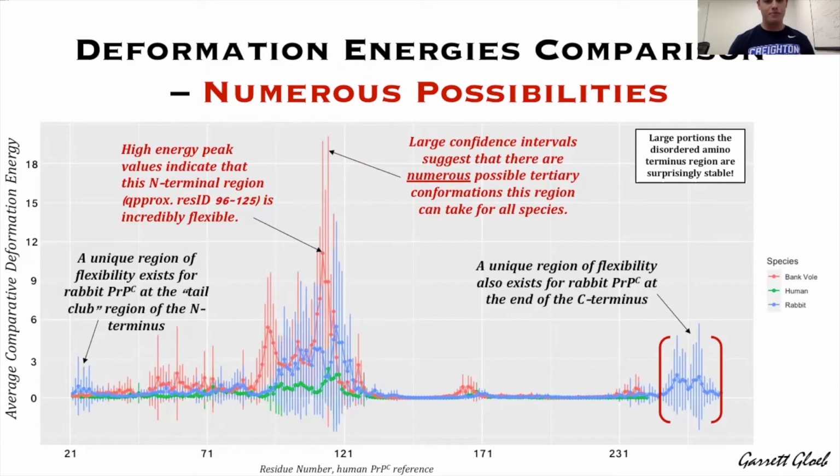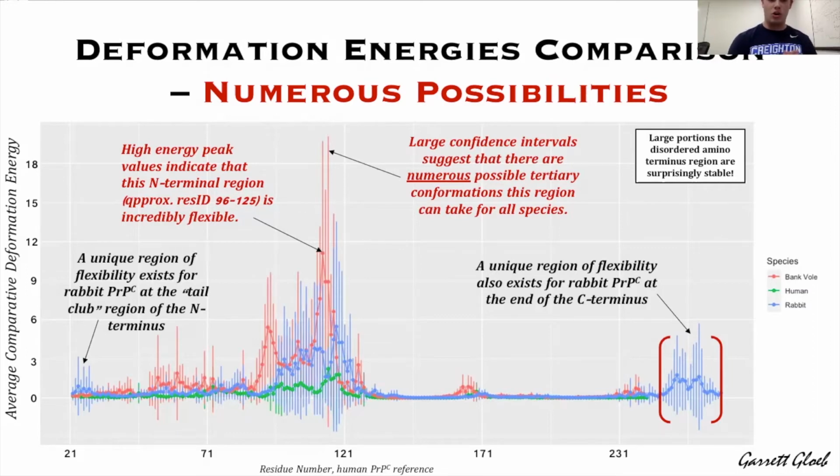take as a whole. We also found that there are high deformation energy values, or these local flexibility values, in the N-terminal region between residues 96 and 125. This region, again, is incredibly flexible. However, in rabbit, there are 2 sections that are unique to it. We find that in rabbit prions, there's a unique region of flexibility at the end of the C-terminus compared to human and bankvole, which are the other 2 species that we studied, as well as right at the beginning.